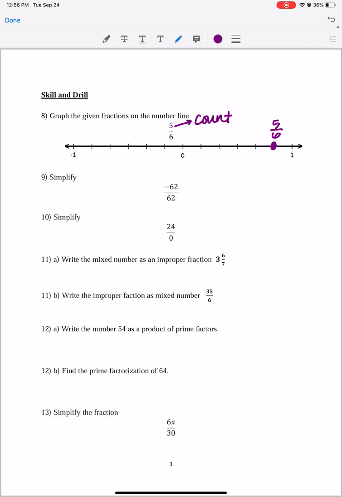Number 9, simplify. When you have the same number on top as you do on bottom, it's 1. 62 goes into 62 one whole time. And because we have negative over positive, that makes this a -1.